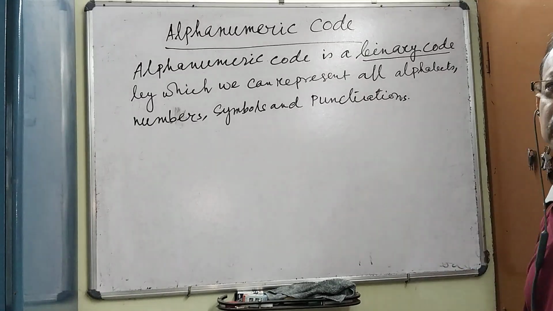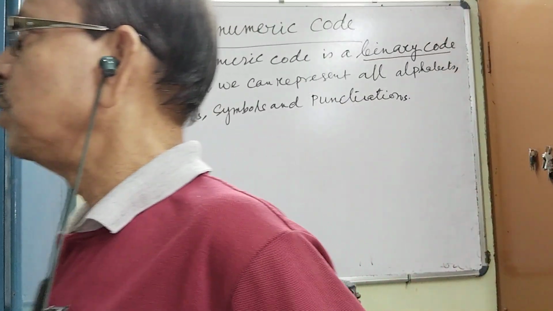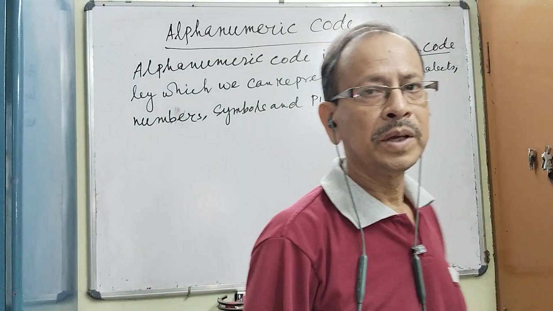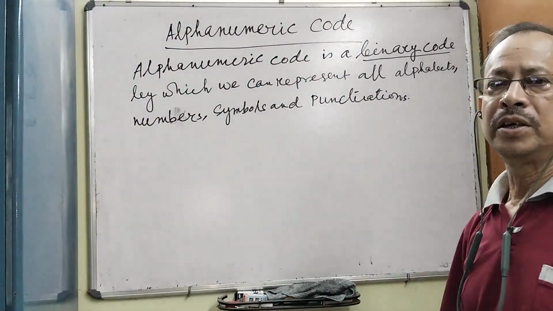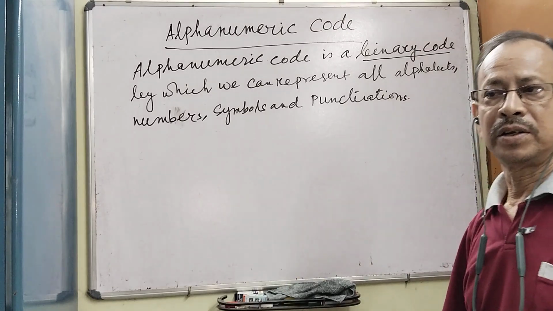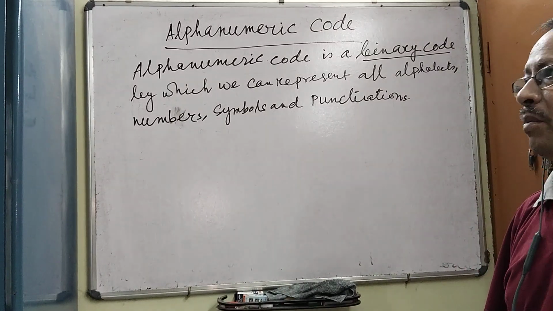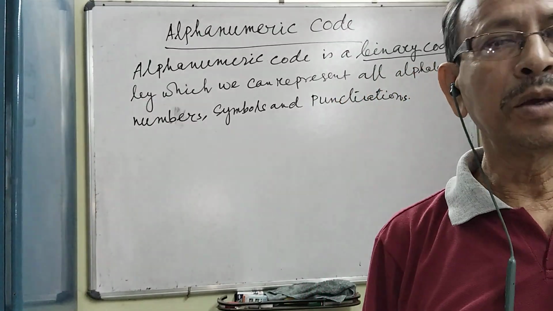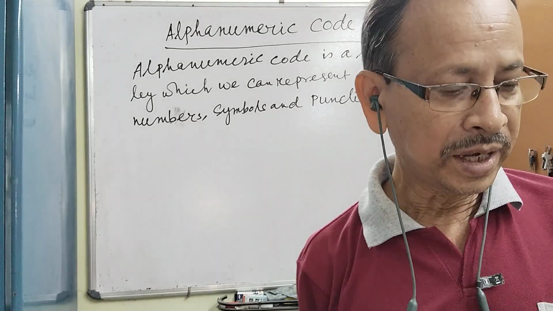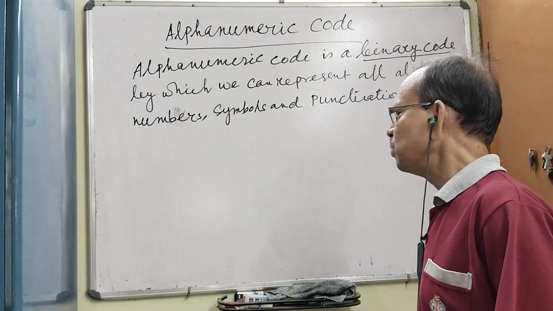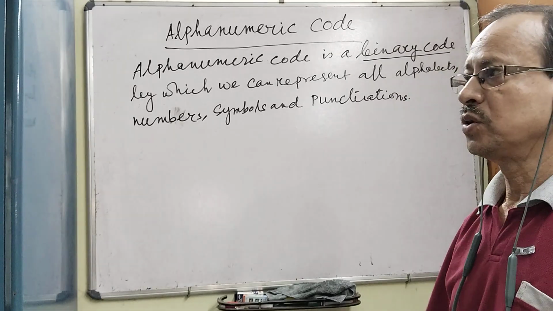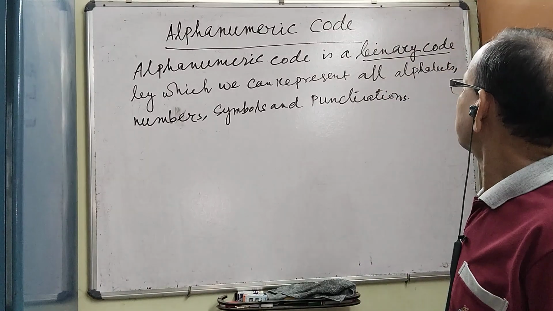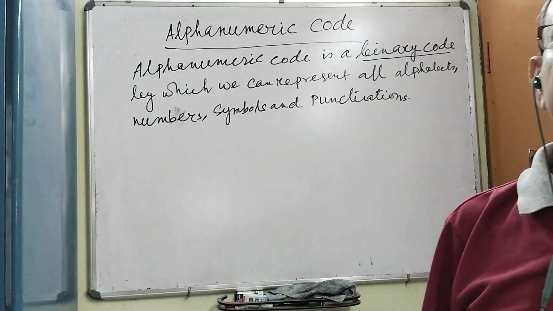But what are the requirements of this code? Our computer can understand only binary digits, that is 0 and 1. But if you see your desktop or laptop keyboard, there are different characters: A, B, C, D, 1, 2, 3, 4, and special symbols. So all these are represented in binary, that is in 0 1 code.